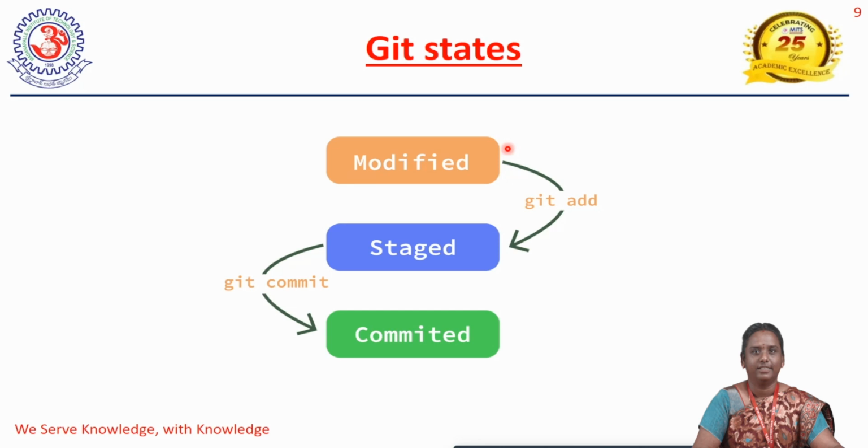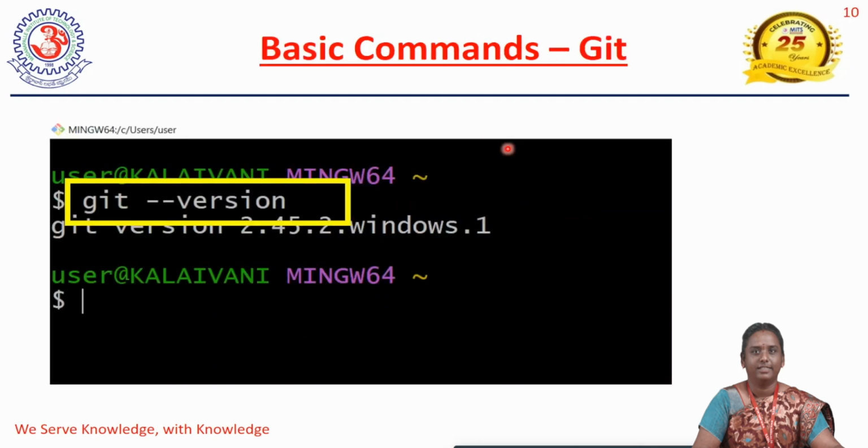Modified state is when we are initially doing the modification to a file. Then when we are going to fix those changes, it will be moved to staged state by using the command git add. What git add and git commit are, we will see in basic commands. Then comes the commit state. When we are fixing those changes, we use the command git commit and it will be moved to committed state. So these are the three major states that we will be using in Git.